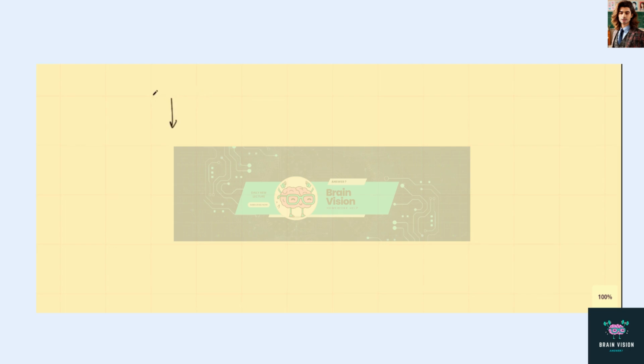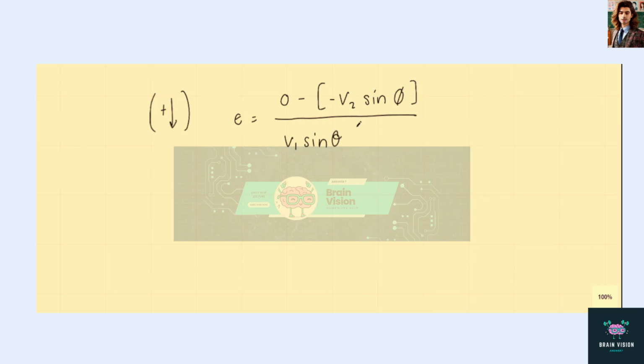Firstly, let's look at the vertical components of the coefficient of restitution, E. E is equal to 0 minus V2 sine phi, all over V1 sine theta minus 0.